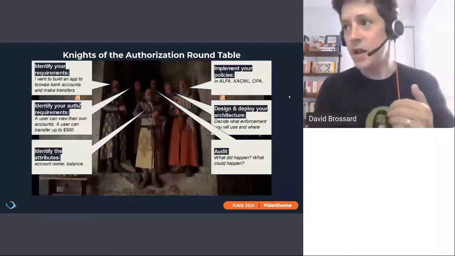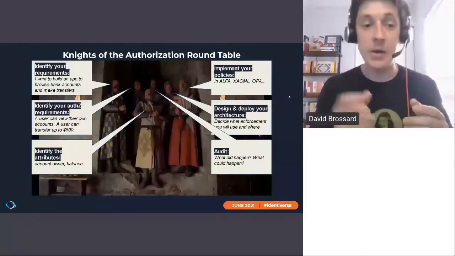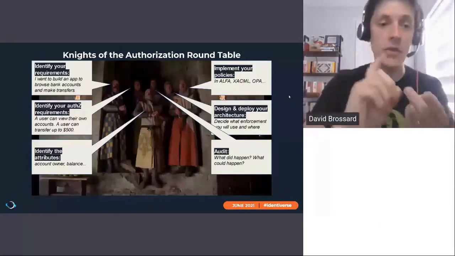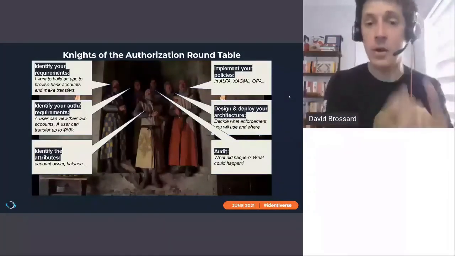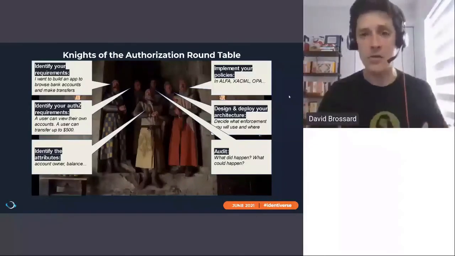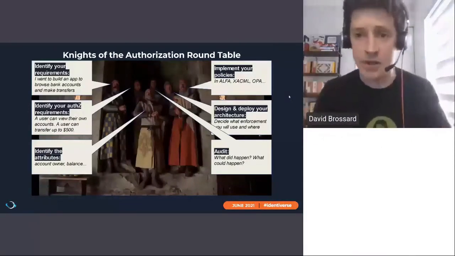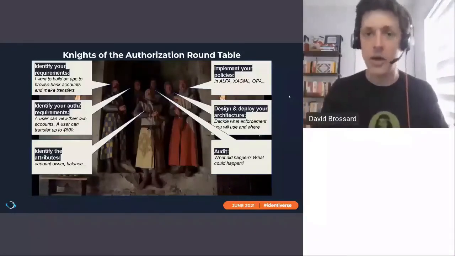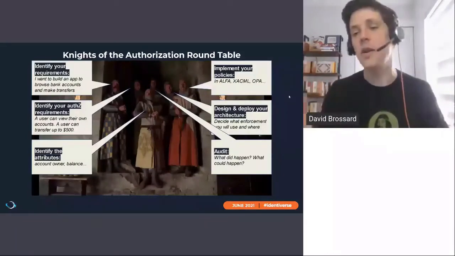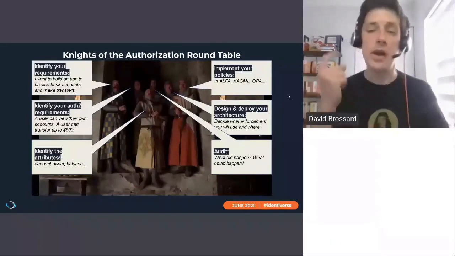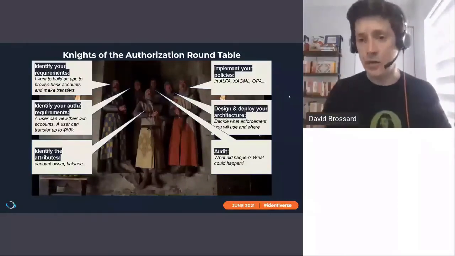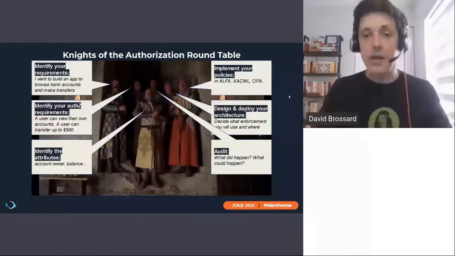Once you've done your authorization requirements, you can go ahead and identify those attributes. So if we look at a user can view their own accounts, you have the notion of a user, you have the notion of an action, view, you have the notion of an object type, account. So these are your attributes: account, account owner, balance, and so on and so forth. Then you want to implement your policies. And we're going to talk about the standards that exist in the realm of fine-grained authorization. But essentially, you have three main languages that exist out there: ALFA, XACML, Open Policy Agent. All three are roughly equivalent, roughly.